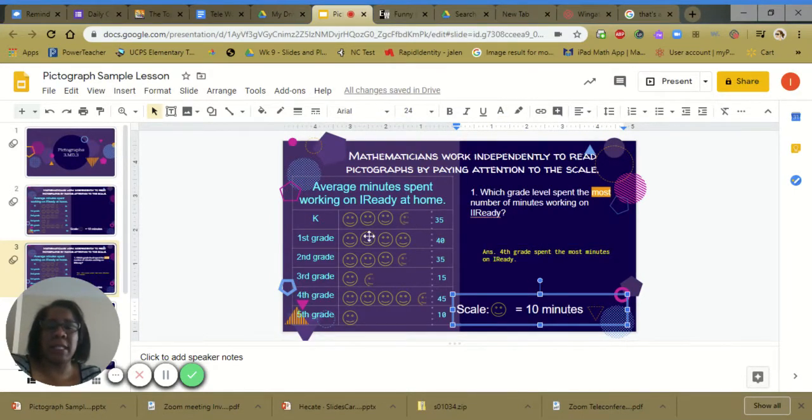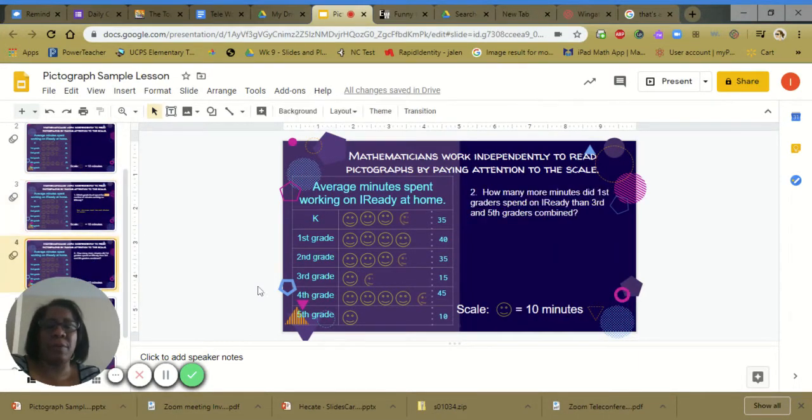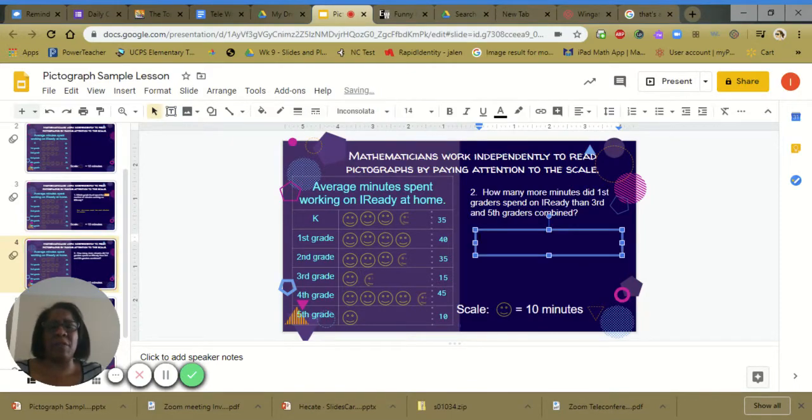Okay. So again, as I said, once you label your information, it's pretty easy to go through to answer the questions. Let's look at another question here. So question 2, and now it's all labeled for us. Question 2 says, how many more minutes did first graders spend on iReady than third and fifth grade combined? So I'm going to document my answer sentence before I even go through and look at my key pieces of information.